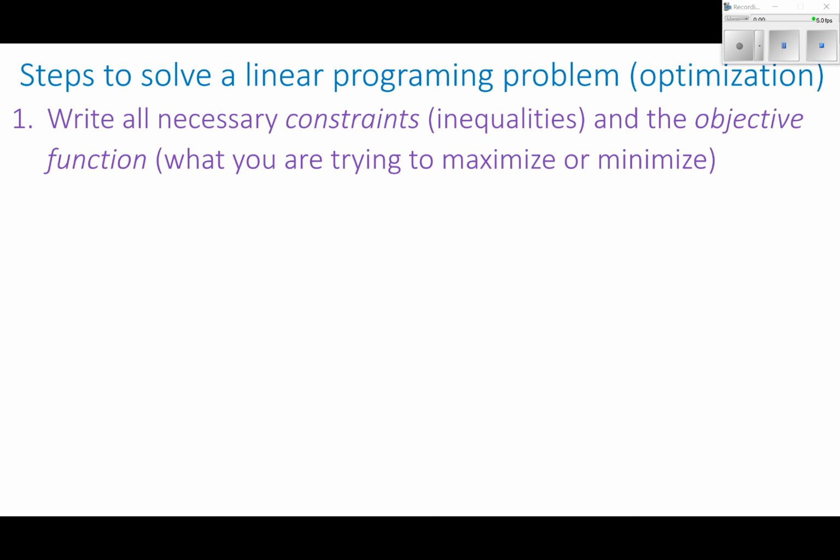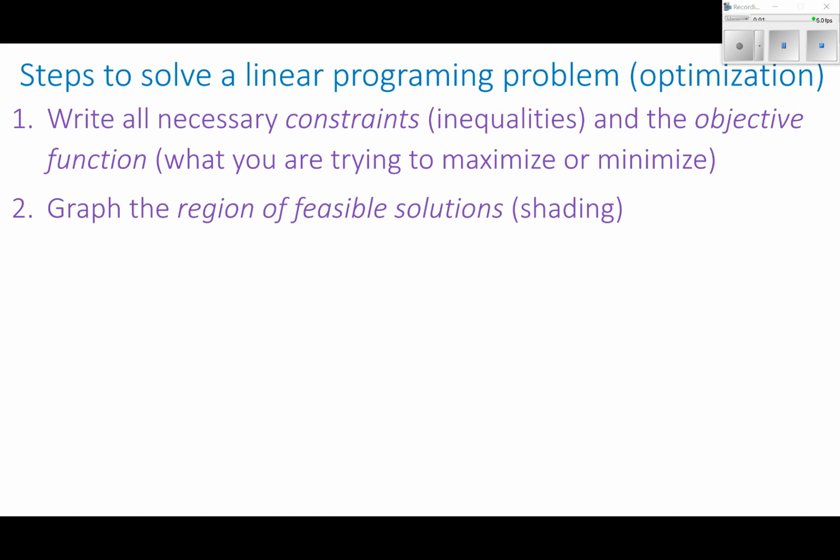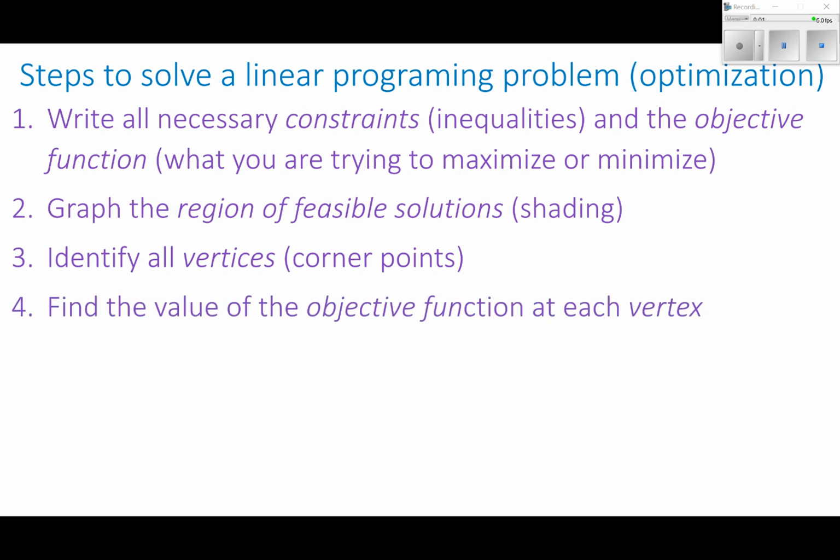All right, so first thing, write all necessary constraints. So these would be our inequalities and the objective function, and that's what we're trying to maximize or minimize. Graph the region of feasible solutions. So this is going to be that shading piece. Identify all vertices. So after we've done our shading, we're going to look at the corners of our shaded area. So any corner is a vertice.